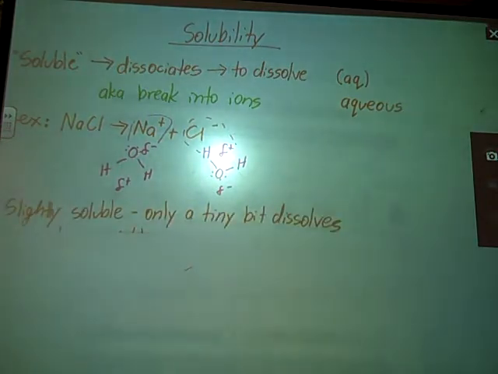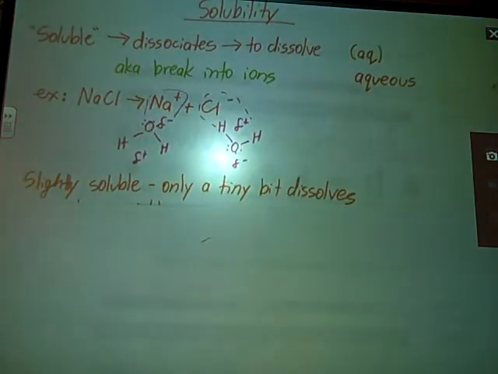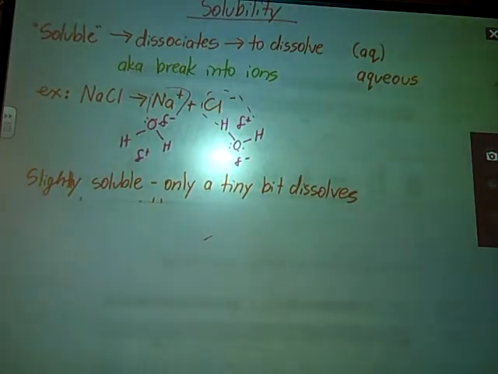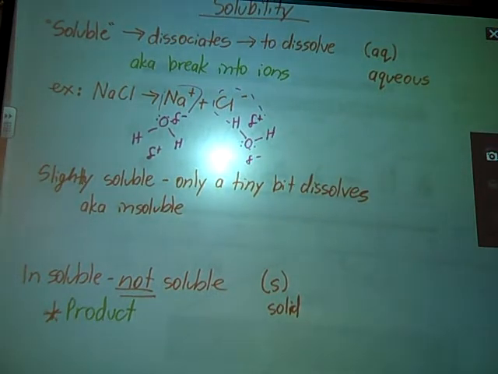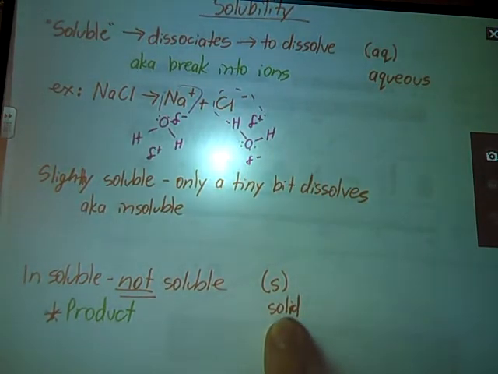There are two more terms that you need to be familiar with. The first one is to be slightly soluble, and this means that only a teeny tiny itsy bitsy bit dissolves. But as far as most beginning chemistries are concerned, this is also known as not soluble, insoluble. There's not enough that dissolves to matter. To be insoluble, as I just said, is to be completely not soluble. It does not break into ions. It does not dissociate. It stays as a solid, represented by this little S. This is, in fact, a product.